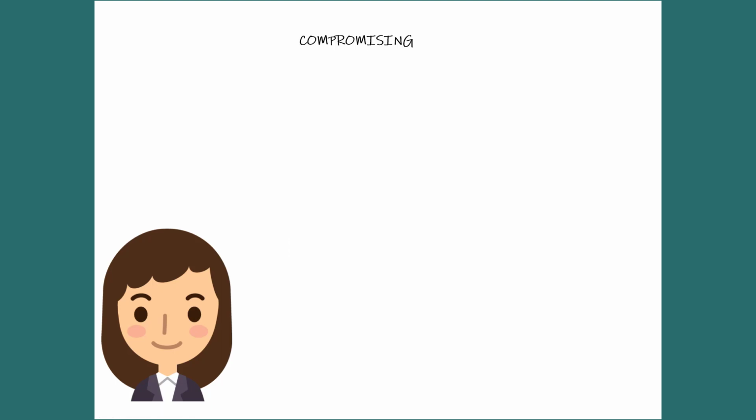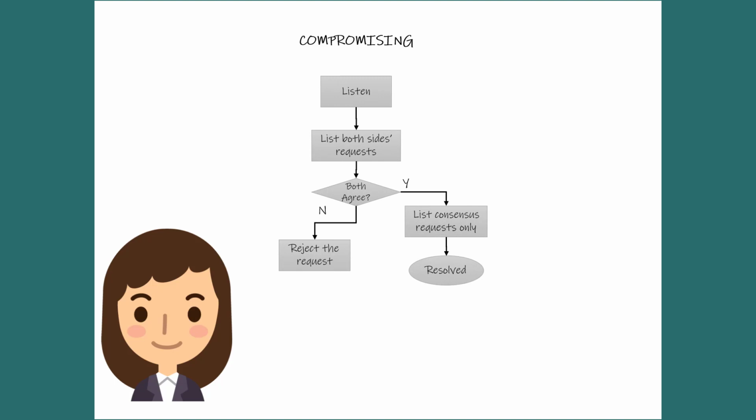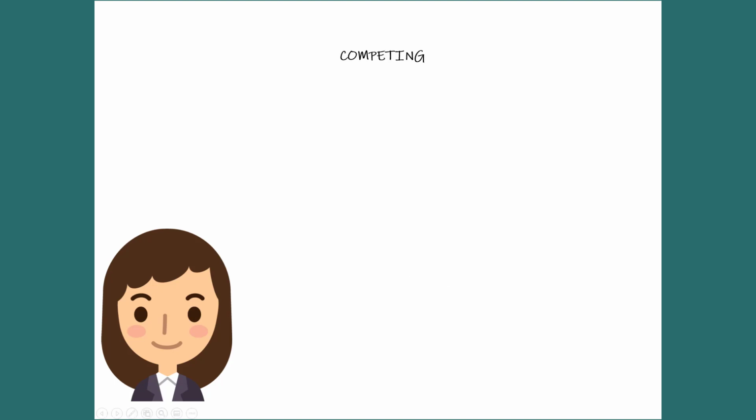Compromising. This is finding a middle ground. You're not getting everything you want in the resolution, but it's more important for you to resolve the situation than have it worsen. So the only deterrent in this strategy is that no one ever really comes out as a winner. Even though the decision seems fair, you may or may not be happy with the outcome.